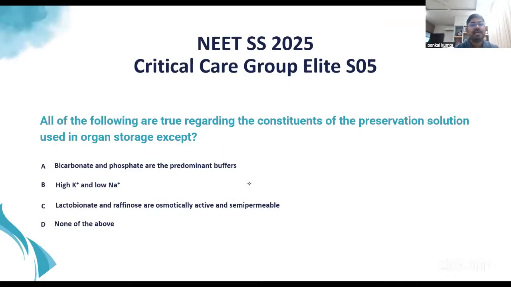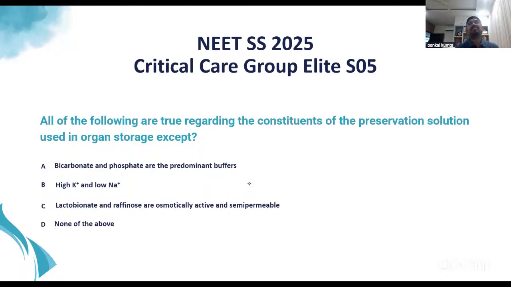Next, looking at the following, which are true for constituents of a preservative solution used in organ storage, except. So, the options are organ storage solutions. You would remember them. Generally, bicarbonate and phosphate tend to be the predominant buffers. Yes, it is a solution which is placed outside the body.